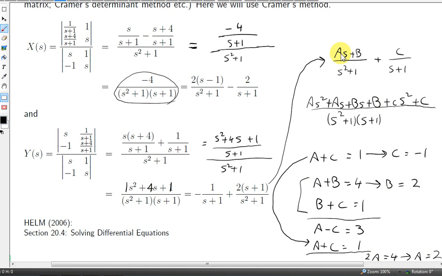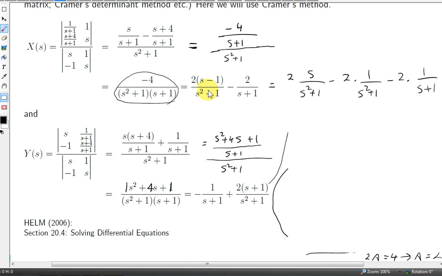So we have as plus b, so we have 2s plus 2. That's what we have here if we factorize out the 2 over s squared plus 1. And for c we have minus 1, so we have minus 1 over s plus 1. Now we have to invert this here, so we can write it like this. We can write this fraction as two fractions, where the common denominator is s squared plus 1, because we can easily look up the inverse transforms of these.